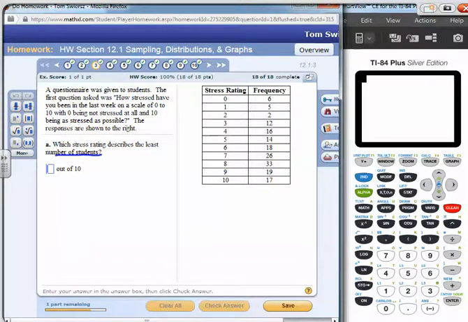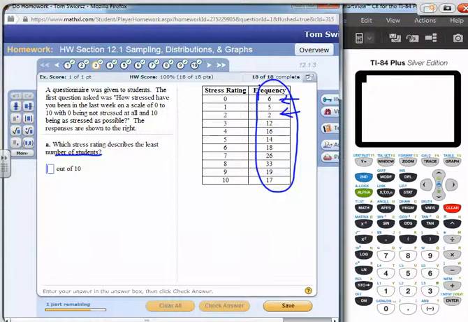Okay, the number of students are in the frequencies. That's how many, like for this one here, 6 students indicated that their stress rating is 0. 5 students indicated their stress rating is 1 in the second row. So then the least number of students, the smallest number obviously, is in the 3rd row. It's a frequency of 2.